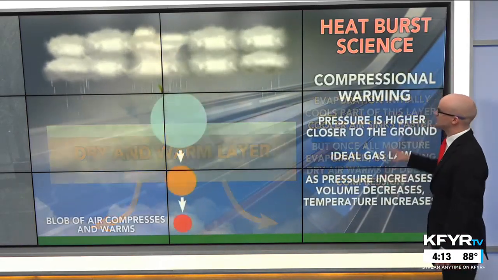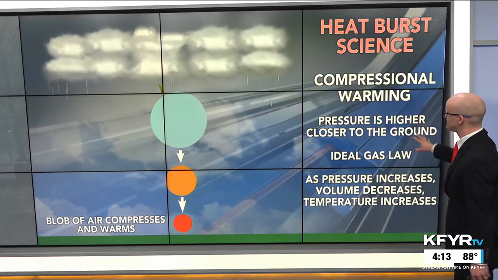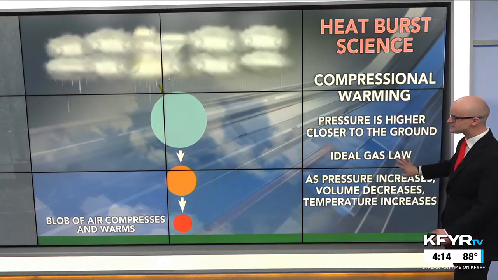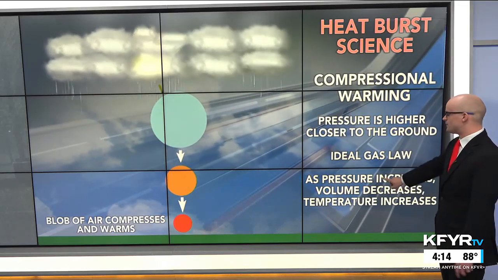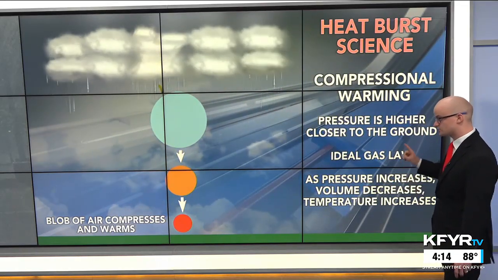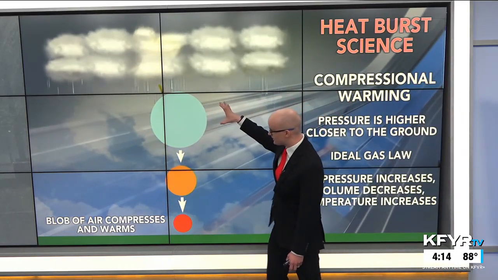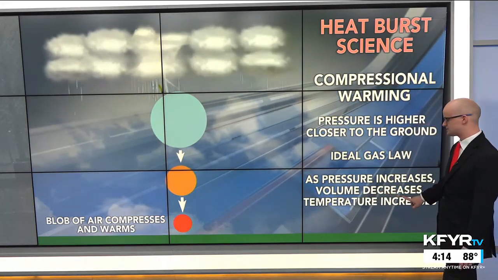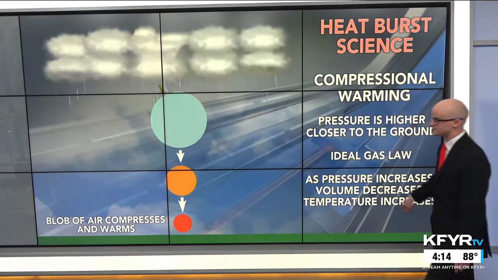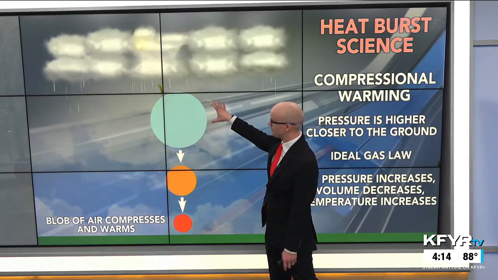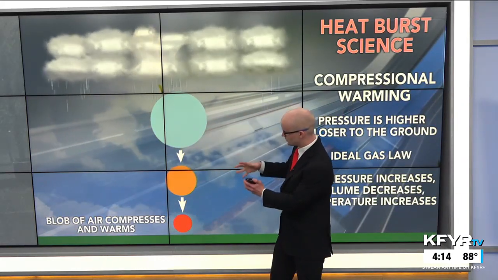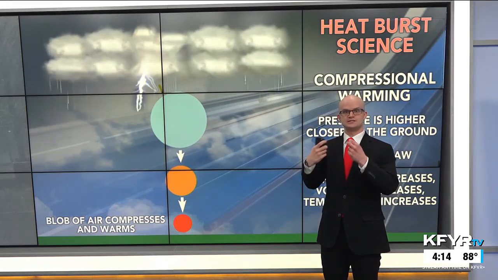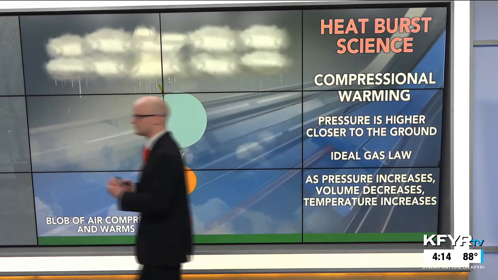So the compressional warming, the science behind that: pressure is higher closer to the ground than it is higher up in the atmosphere. Based on the ideal gas law, as pressure increases, as our blob of air is going closer to the ground with a higher pressure, the volume decreases and the temperature increases. So we have a cooler blob of air higher up, but it gets squished or compressed as it gets closer to the ground and warms up. That's why we can see those rapid rises in temperature with these heat bursts.